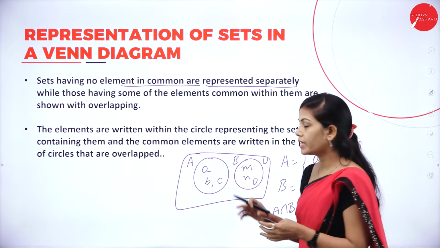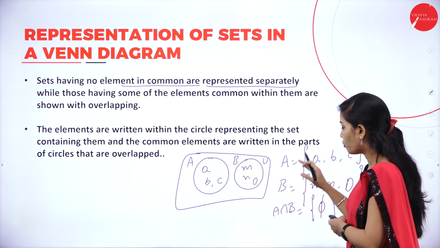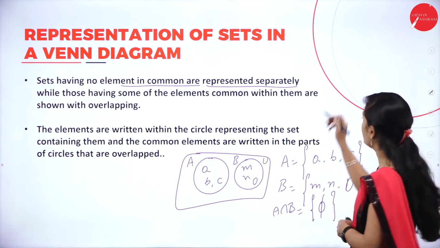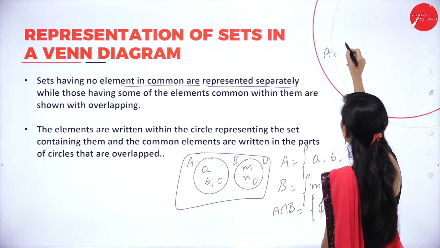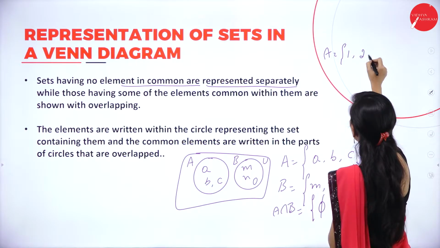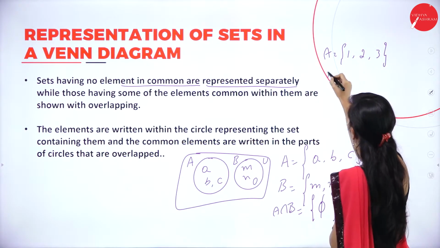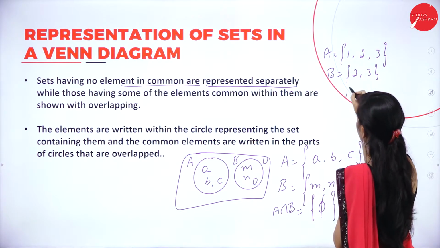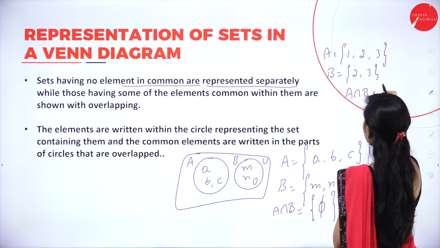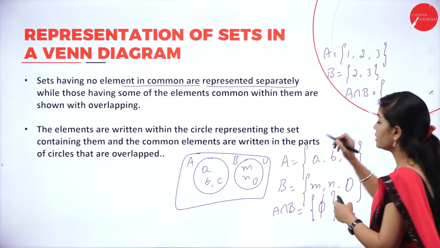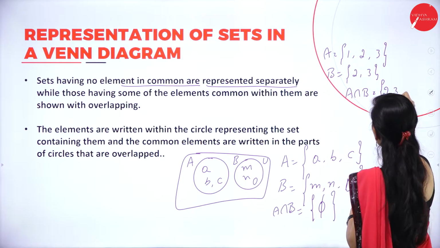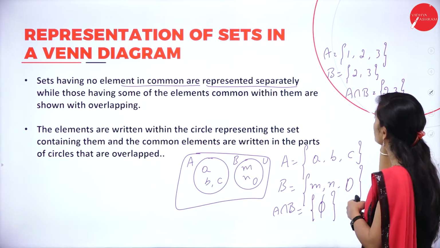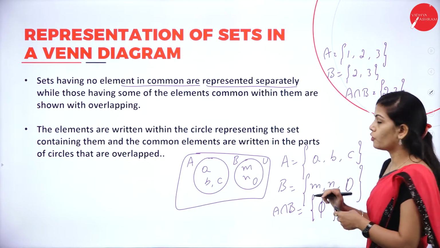Sometimes, if you get a common element in both A and B, how will you represent the Venn diagram? Example: A is equal to {1, 2, 3}, B equals {2, 3}. So what is A intersection B? The common elements in both sets A and B are 2 and 3. So how will you write the Venn diagram for this?